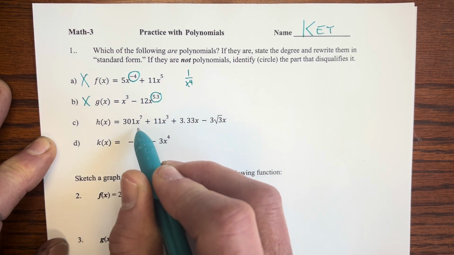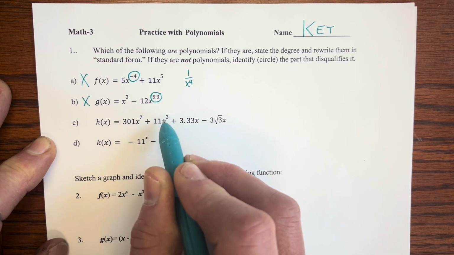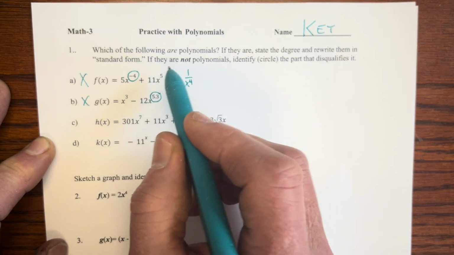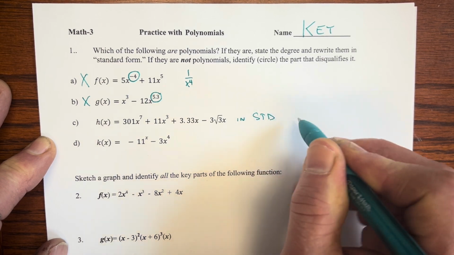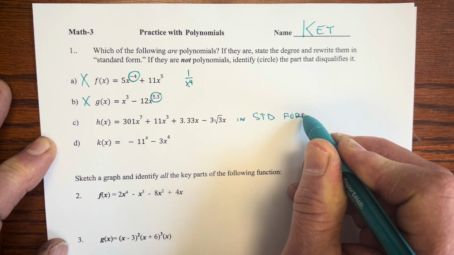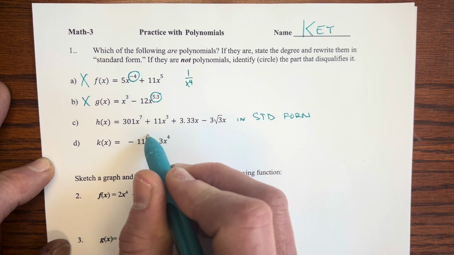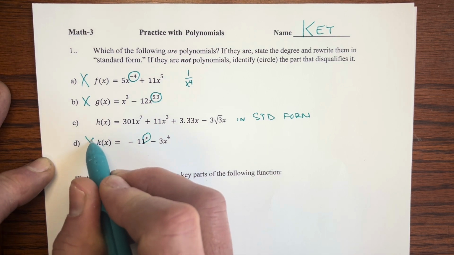So is this in standard form? Yes, it is. It's in declining exponential power. And so it is in standard form already. Otherwise, you'd have to rearrange it to be that. This one cannot have an x up there either. No variables up in the exponent, so these are no good.